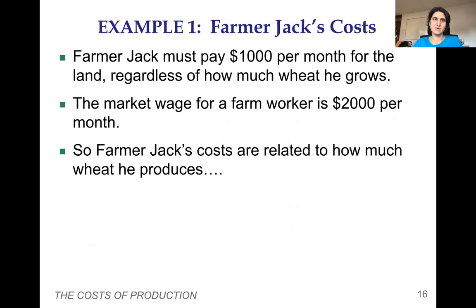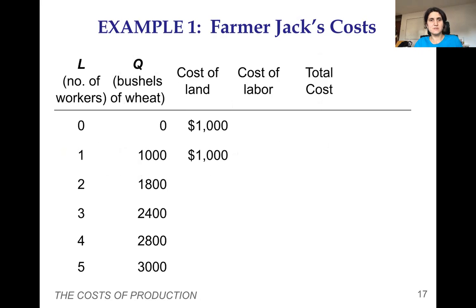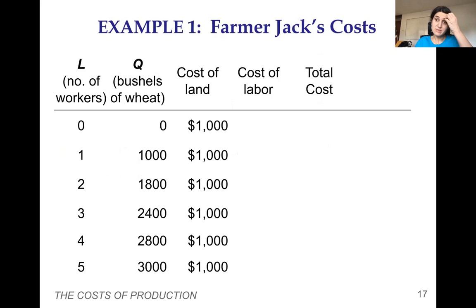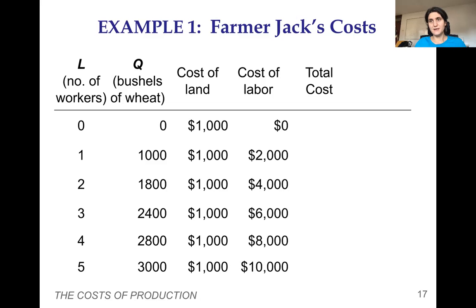Other things are kept the same. Farmer Jack must pay $1,000 per month for the land, regardless of how much wheat he grows. The market wage for a farm worker is $2,000 per month. It is expensive in the US. So Farmer Jack's costs are related to how much wheat he produces. The cost of land is fixed, so this is called fixed cost. The cost of labor changes with the number of laborers, so cost of labor is variable cost.